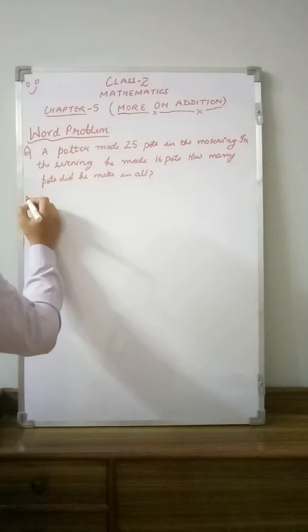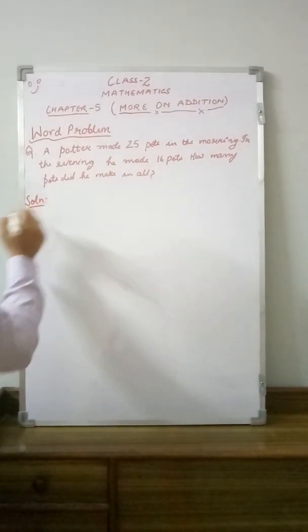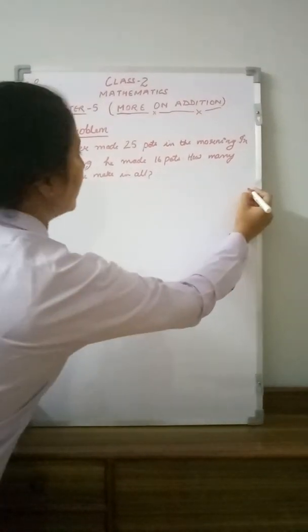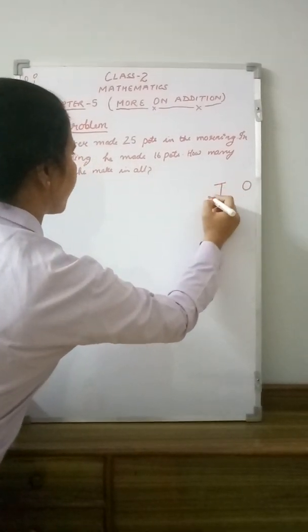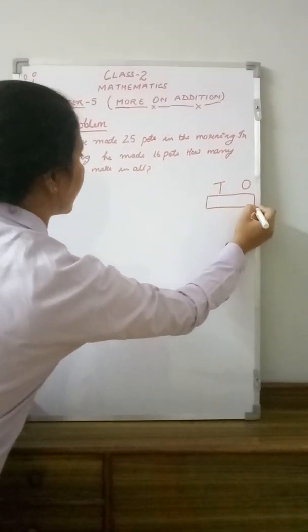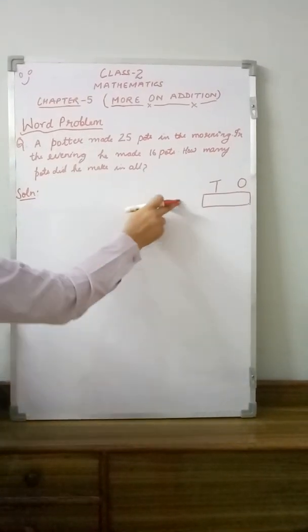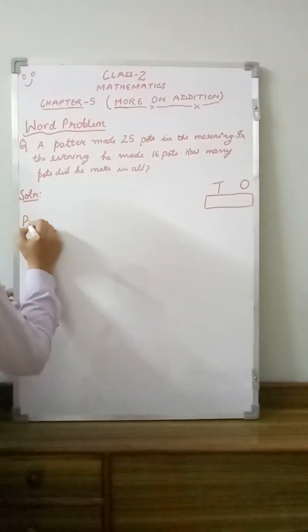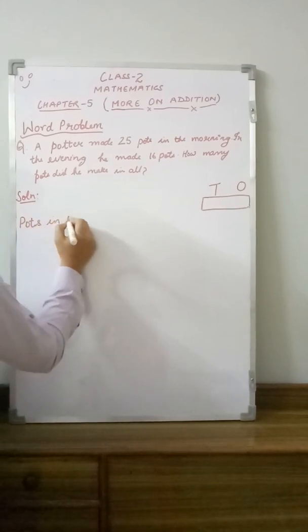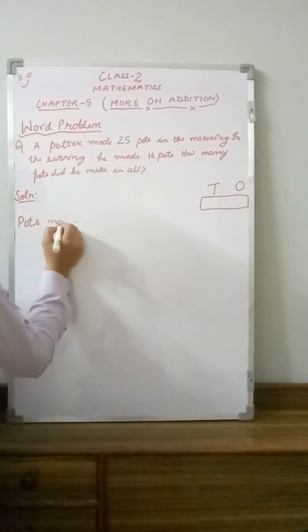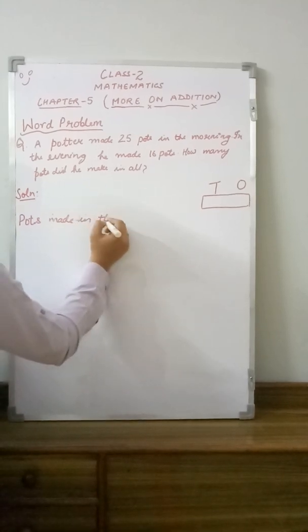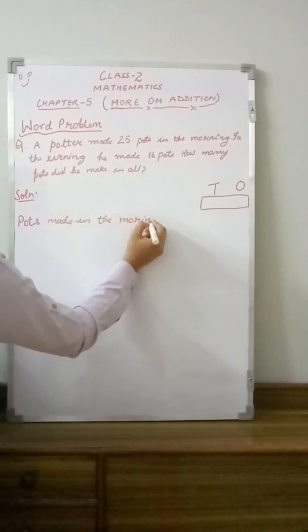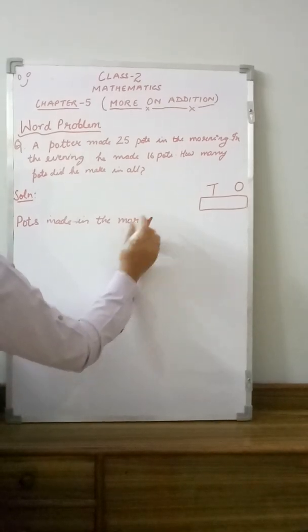So for this we have to add the numbers. Student, in this type of question, this is a word problem, you have to write the statement also. This is very important. Whether you are doing a simple sum or a word problem, you have to make it like this. Now after leaving this line, start making a statement. So, pots made in the morning. In the morning, what is the number of pots?